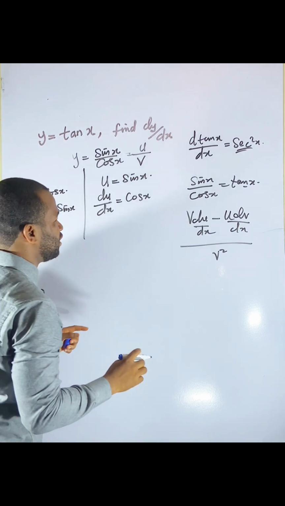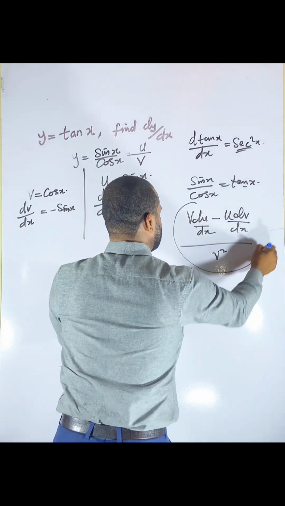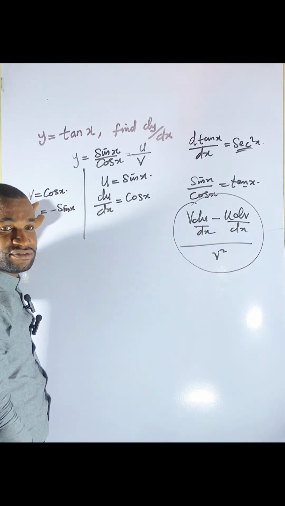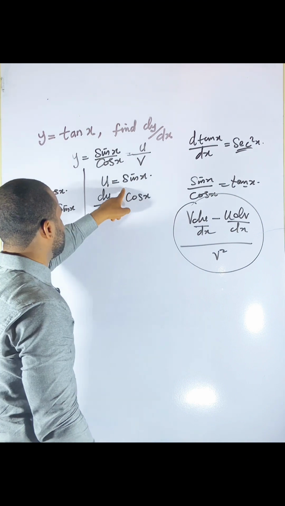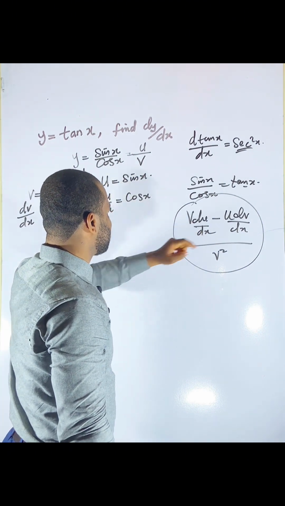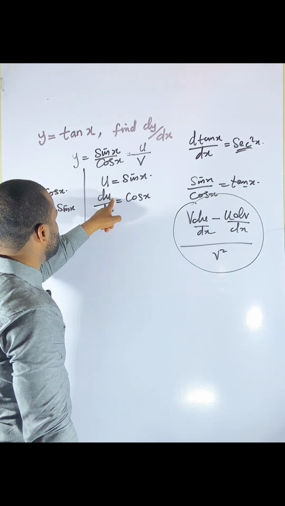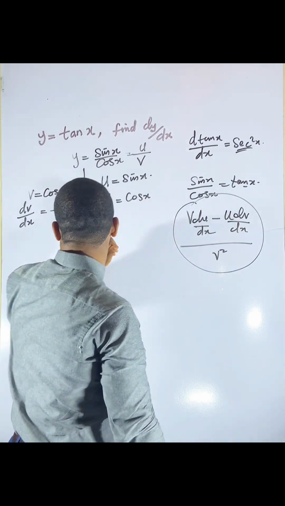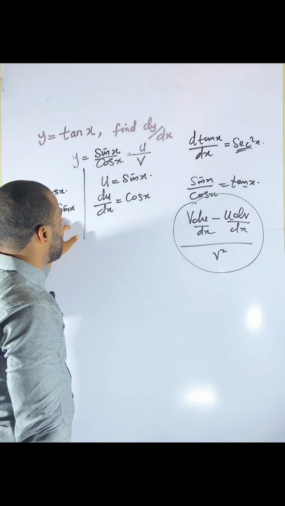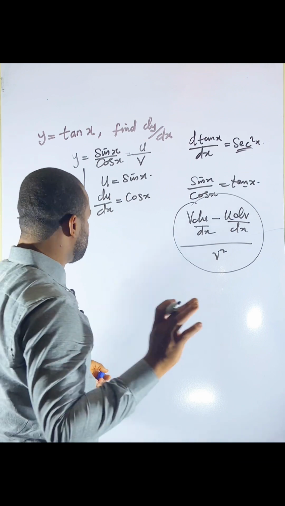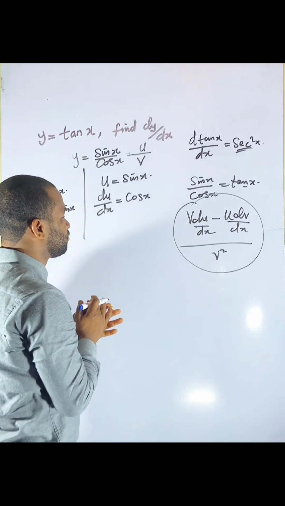Now, look at the model. I'm going to put all of them inside there. If you check very well, I have v is cos, I have u is sine, then I have du dx, which is cos, I have dv dx, which is minus sine, and v square is going to be cos square. So let's put all of them inside this model.